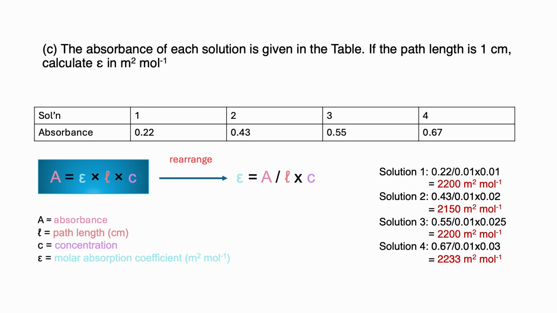Solution 2 has an absorbance of 0.43 over 0.01 times the concentration, which is 0.02, which gives us 2,150 meters squared mole to the minus 1. Solution 3 is 0.55 over 0.01 times 0.025, which gives us 2,200 meters squared mole to the minus 1. And lastly, solution 4 is 0.67 over 0.01 times 0.03, which gives us 2,233 meters squared mole to the minus 1.